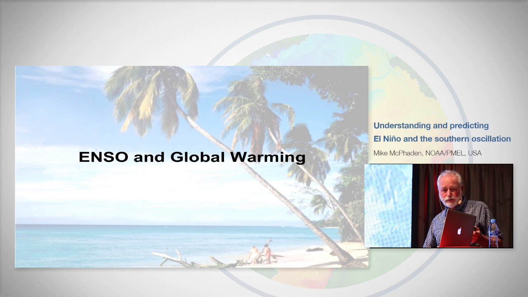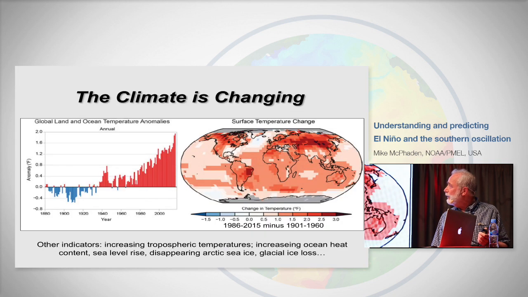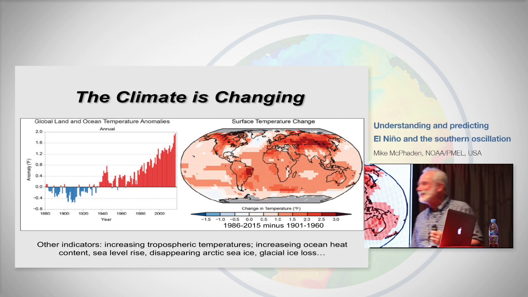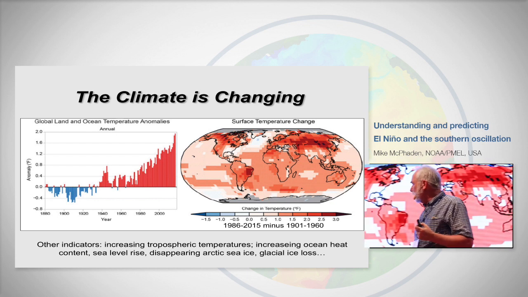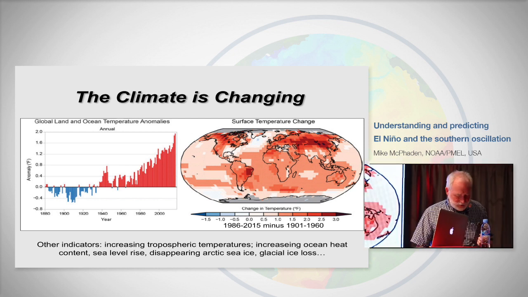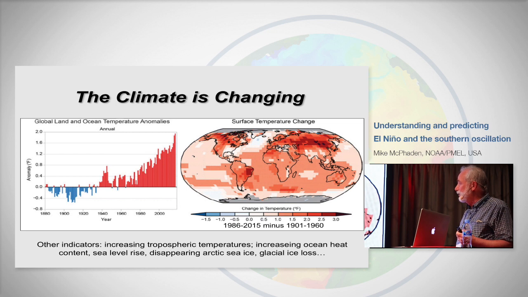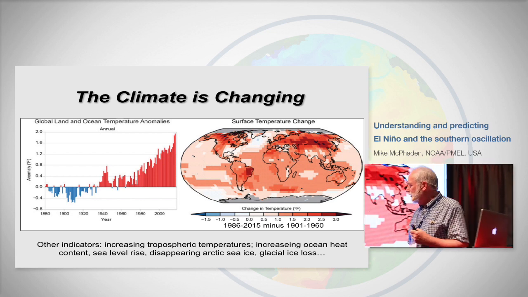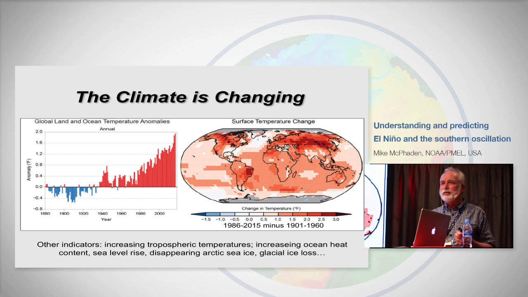Okay, the last topic I want to cover is ENSO and global warming. The climate is changing. Is there anyone here who doesn't believe that? Good. The climate is changing, and there are lots and lots of indicators. Here's one that is the most common. It's the global surface temperature over the last 100 and so years, and this is the pattern for that warming. Lots of other indicators as well. Tropospheric temperatures increasing, ocean heat content increasing, sea level rise, disappearing Arctic ice, et cetera, et cetera.